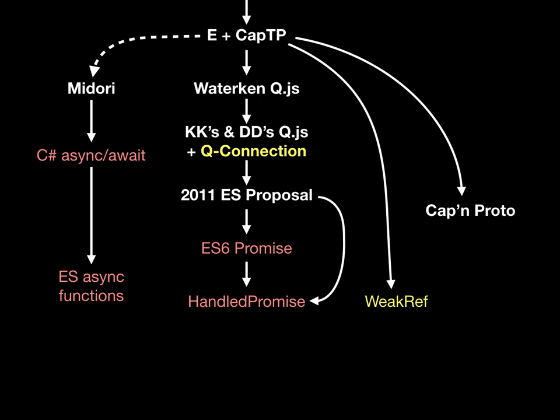So the ES 2011 proposal, the promises themselves had an extension hook in them. And it was approximately the extension hook that Q-Connection used to extend the Q promises across the network. And our current promises don't have that extension hook. And this proposal is proposing to provide that extension hook and to provide it in a way that fits with the promises we've got, which are somewhat different than the 2011 promises. So we reworked the particulars of the API to fit into modern promises, but it's essentially the same idea.